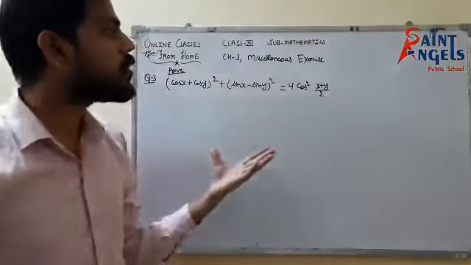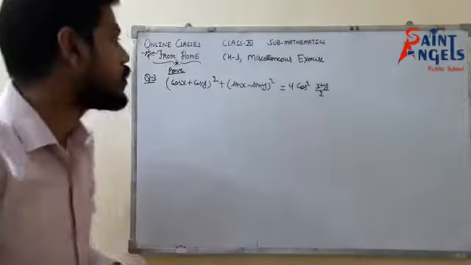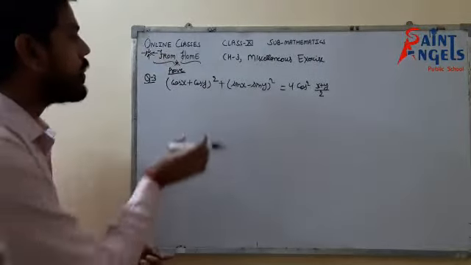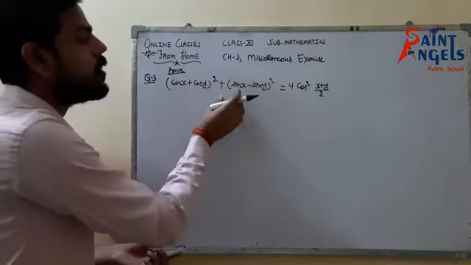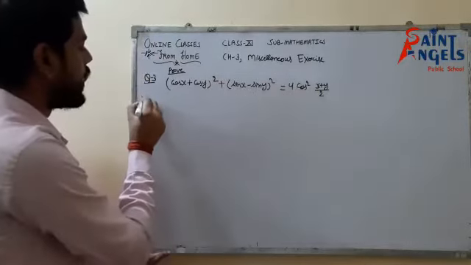So in this video, we are going to discuss question number 3 of the miscellaneous exercise. In this question, we have to prove that (cos x + cos y) whole square plus (sin x - sin y) whole square equals this expression. So here I am taking LHS.